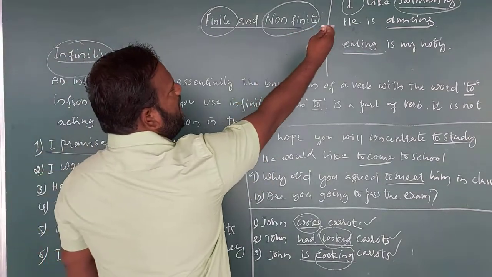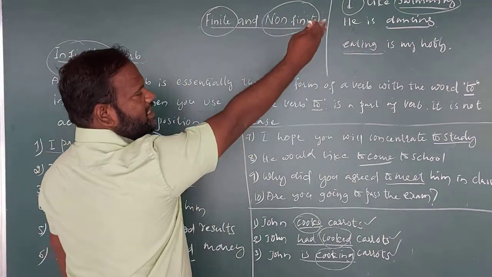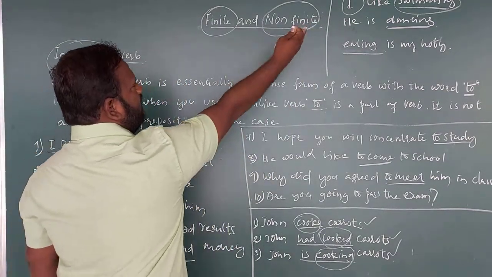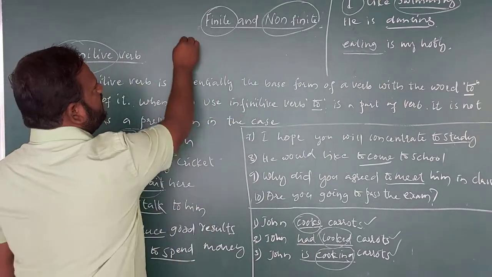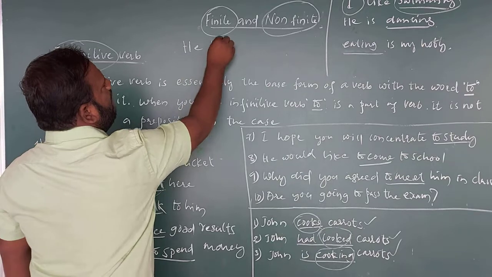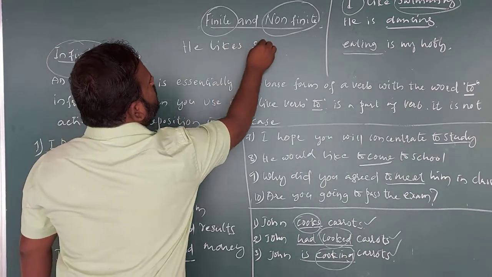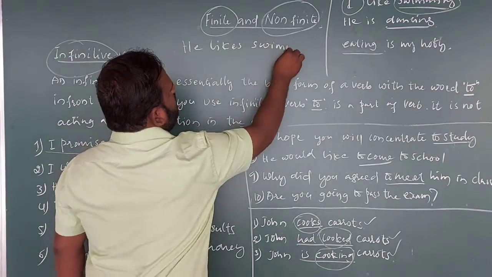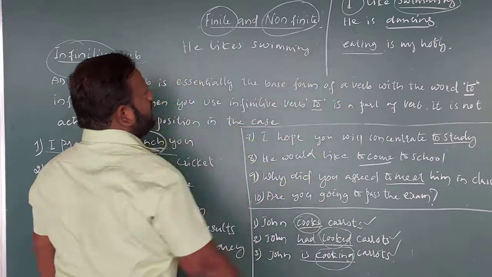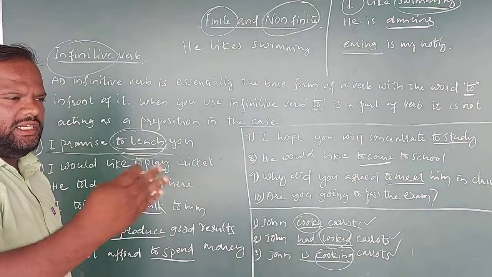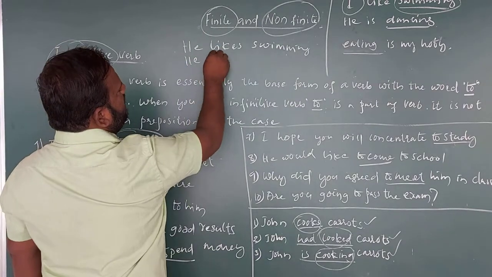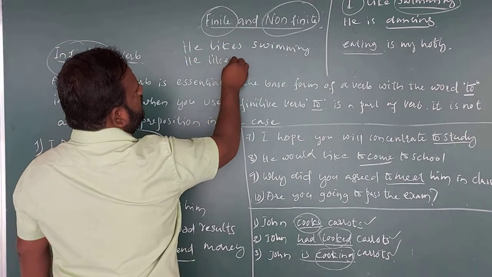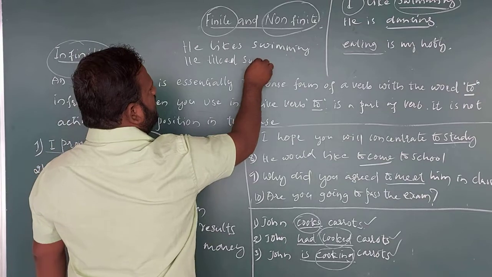For example, I like swimming. It is a gerund which we can find here. The first person is I. It is in the simple present tense. Let me take the third person here. He likes swimming. Right? When we change it into the simple past tense, it becomes he liked swimming.